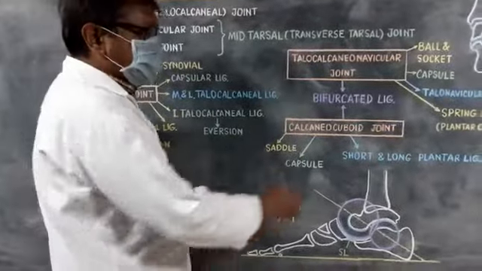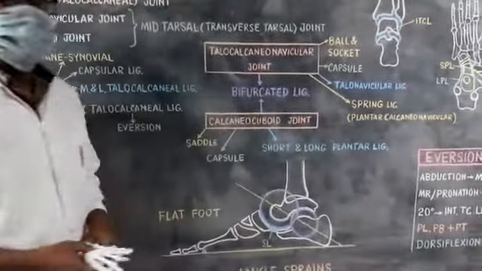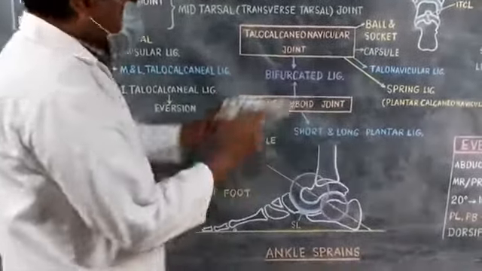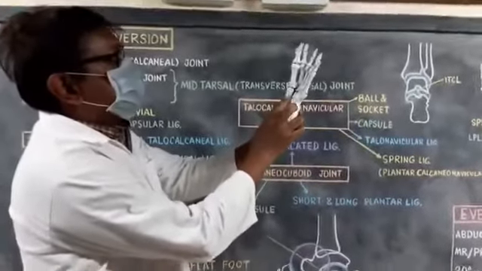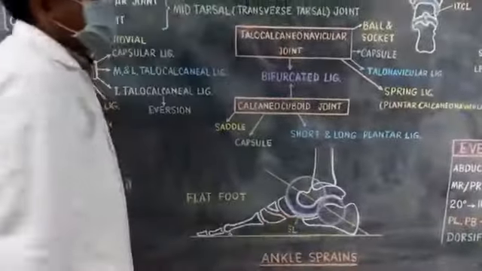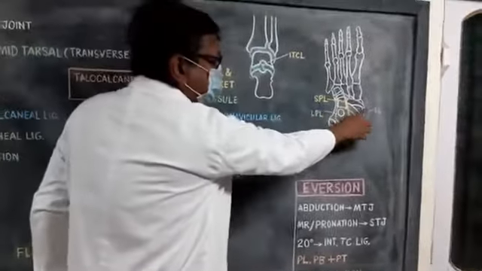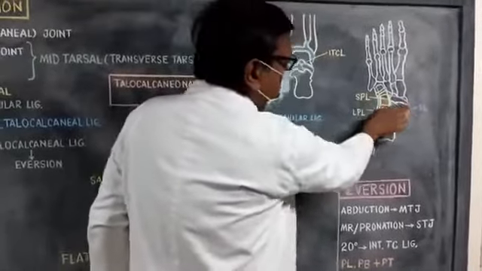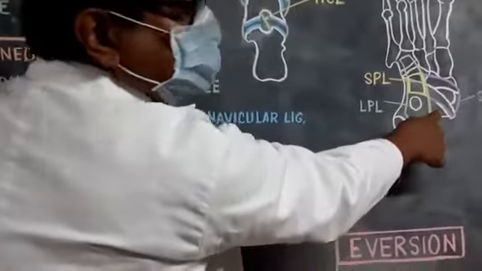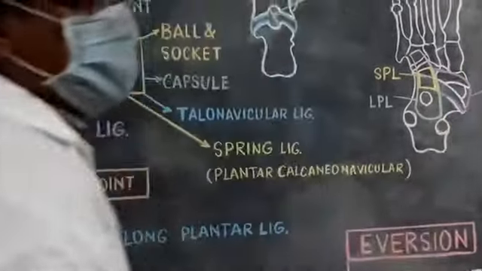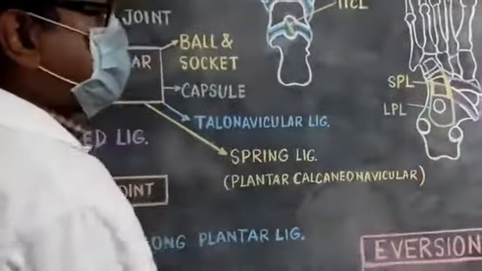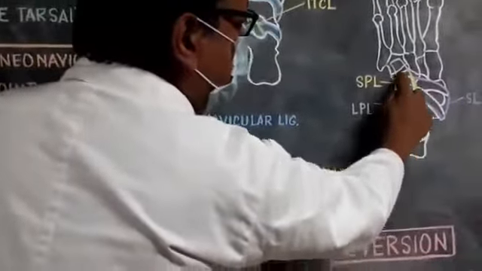The spring ligament is also known as the plantar calcaneonavicular ligament. This ligament extends from the plantar aspect of the navicular bone up to the sustentaculum tali. Medially, it blends with the superficial part of the deltoid ligament. Laterally, it blends with the short plantar ligament. This yellow is the short plantar ligament.